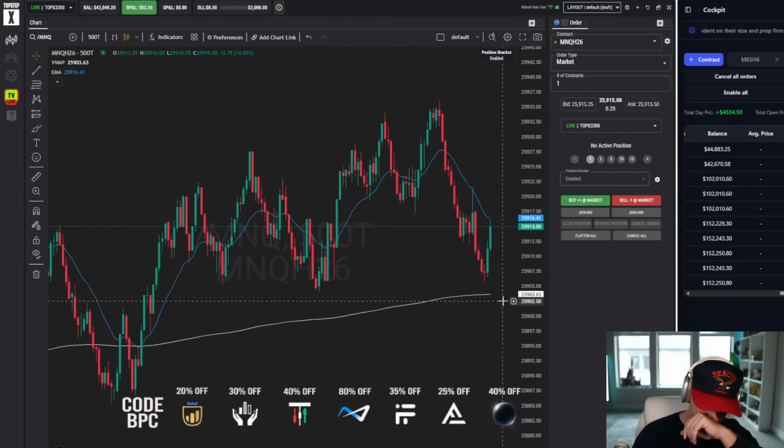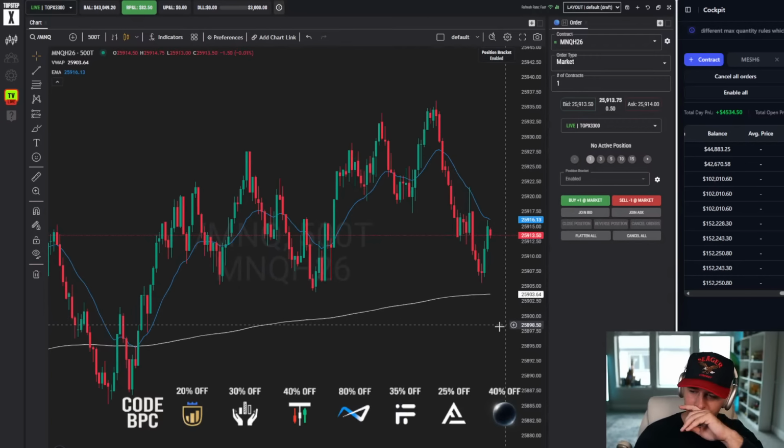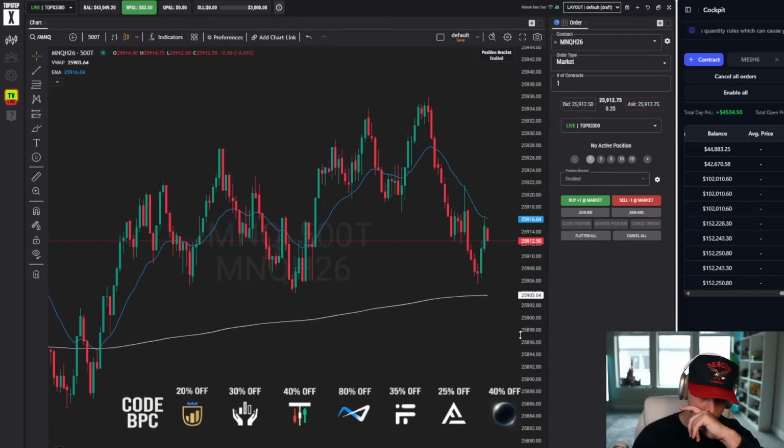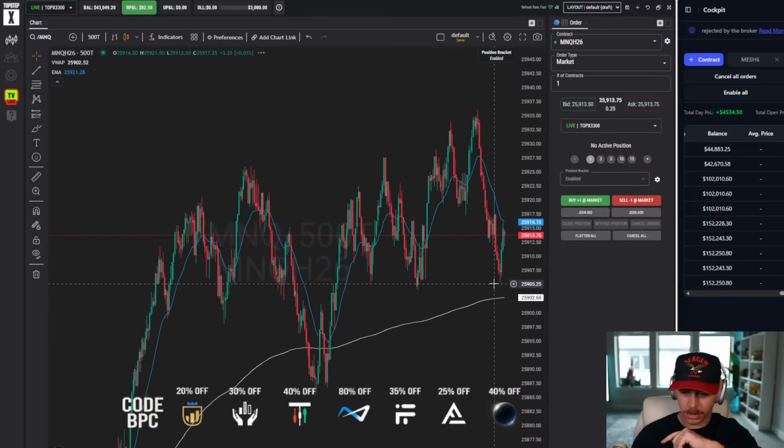You made 50k express off 12 silver minis. You should not be able to hold. You should not be able to use 12 minis on a 50k. Yeah, I agree with you.